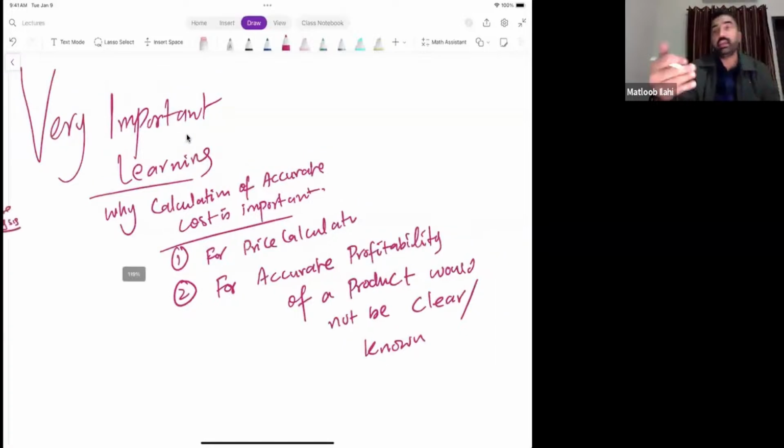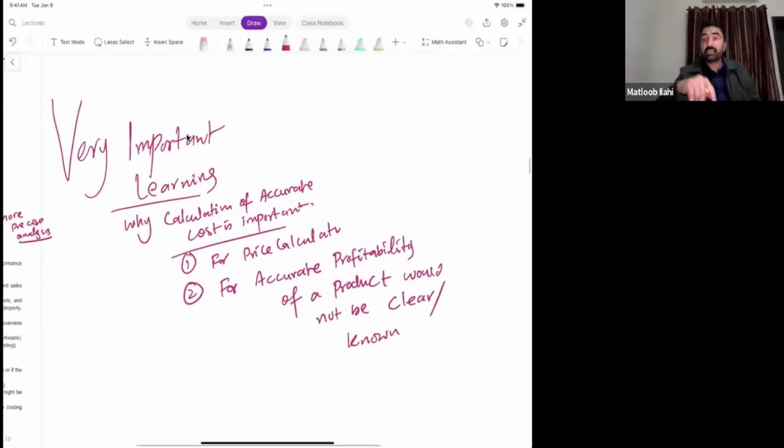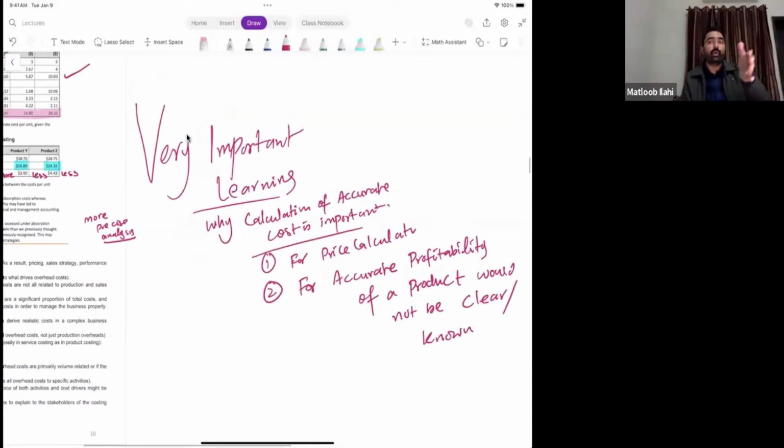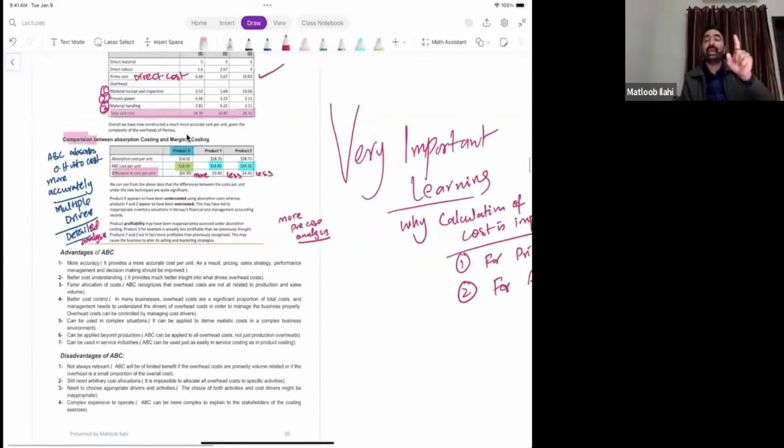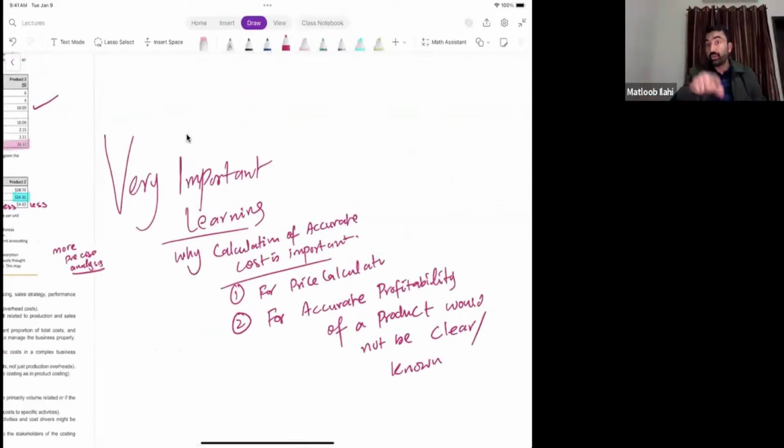So I hope you have understood this very important learning. Guys, have you understood this very important learning? Why is it important to calculate accurate cost? Are you okay? Are you clear on this point?